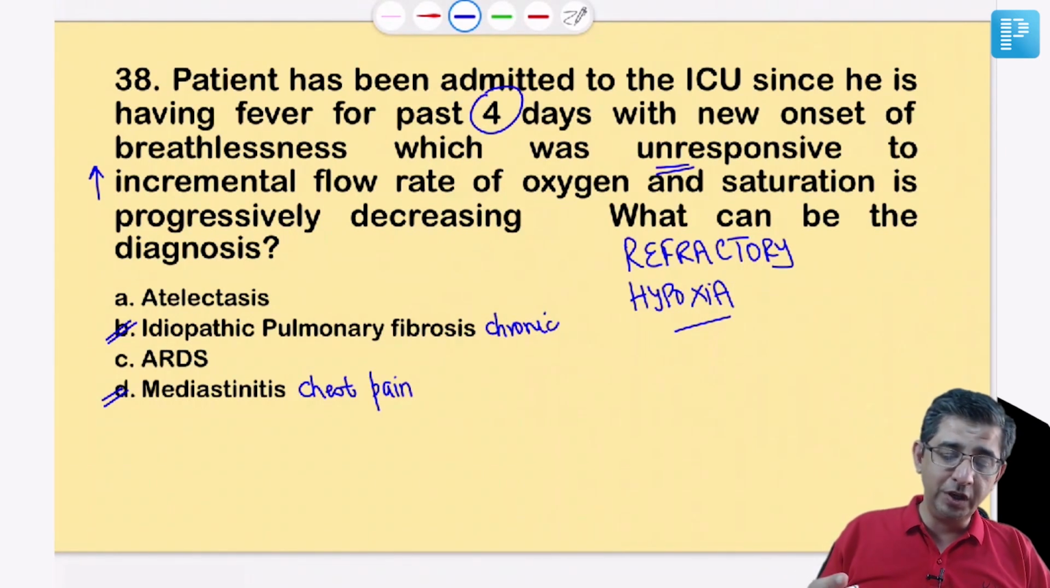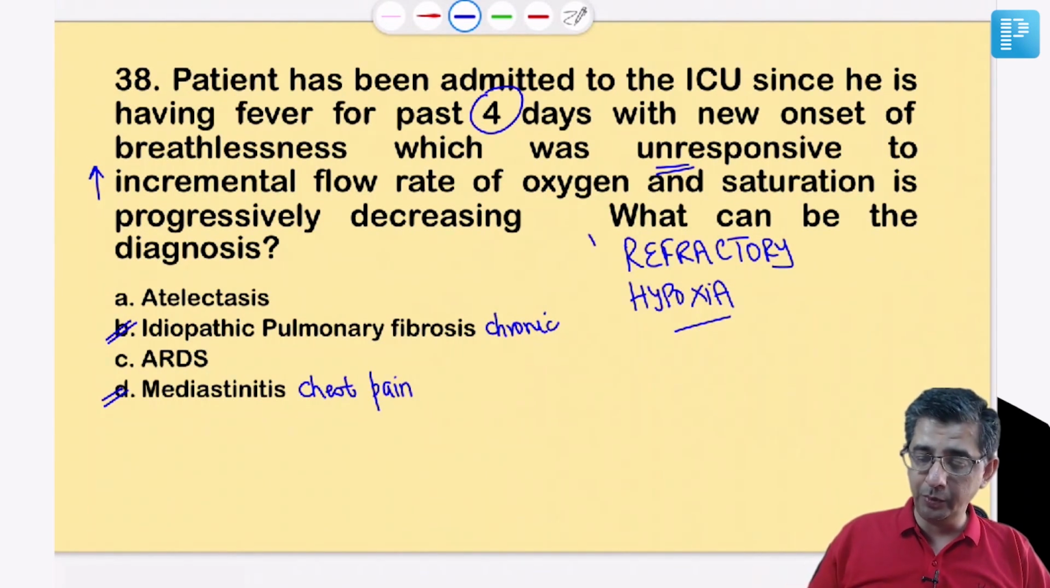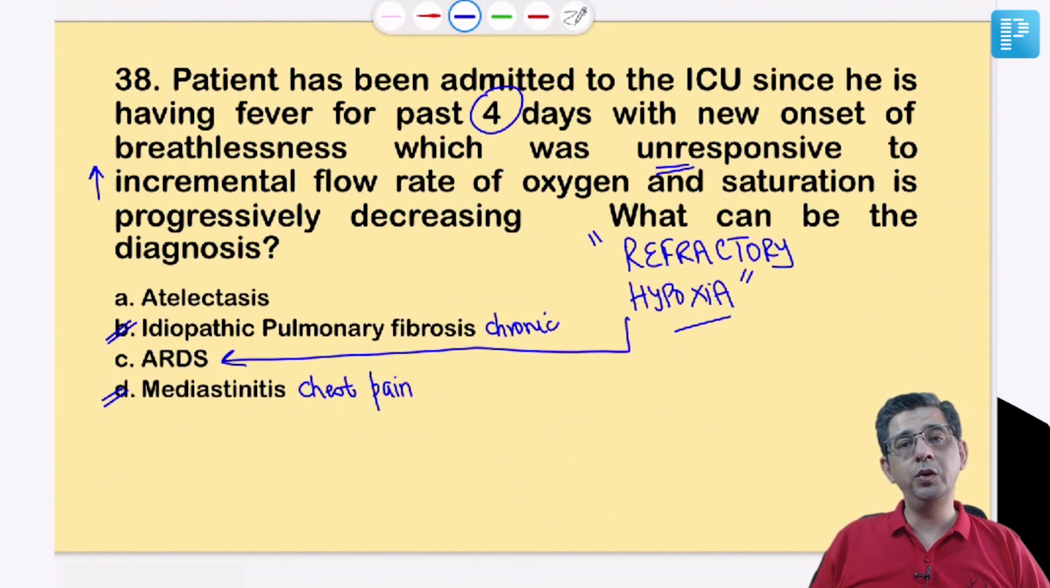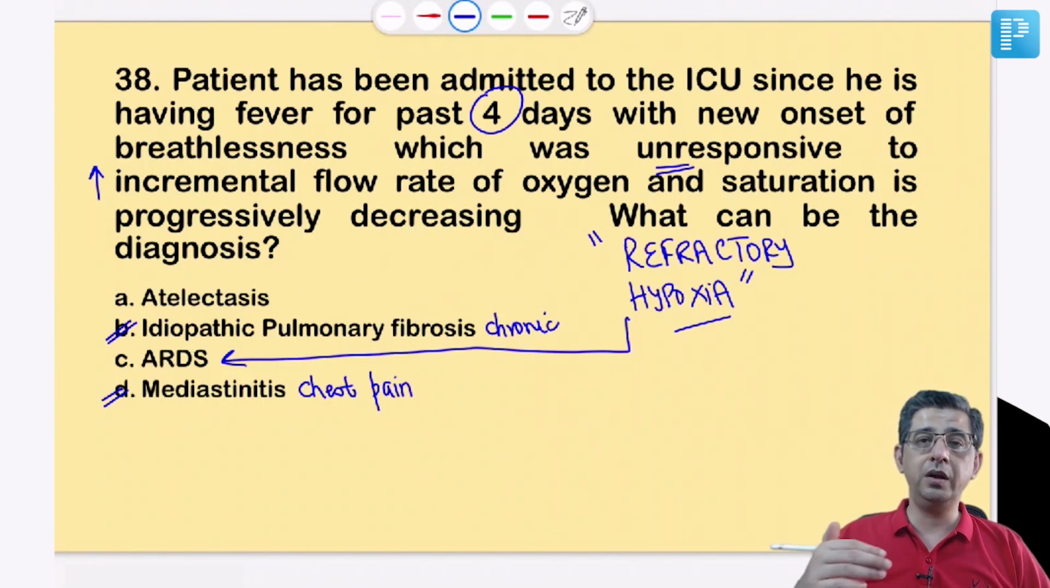You are left between two scenarios, atelectasis and ARDS. And where do you read this term, refractory hypoxia? You always read it for ARDS. In fact, I want to say that this question probably could have been simply a manifestation of COVID-19 pneumonia, because these patients go into ARDS and don't respond. This word you will read multiple times, with me saying, or the pathologist saying, refractory hypoxia.